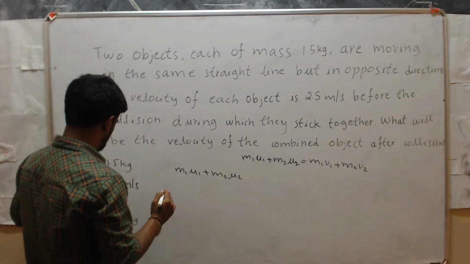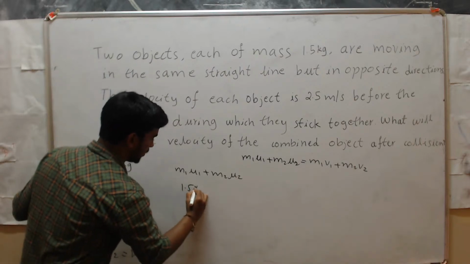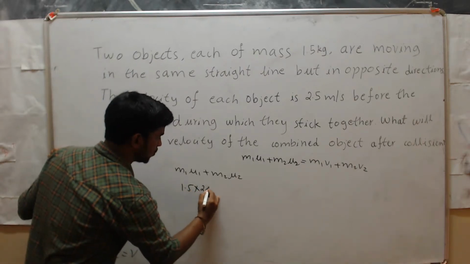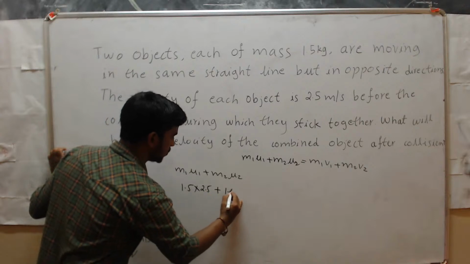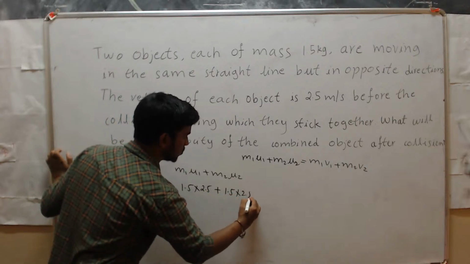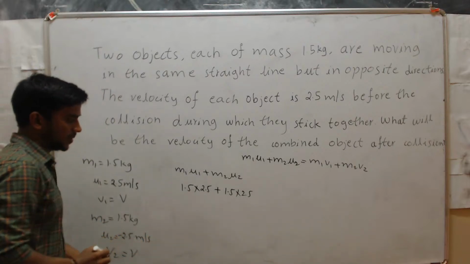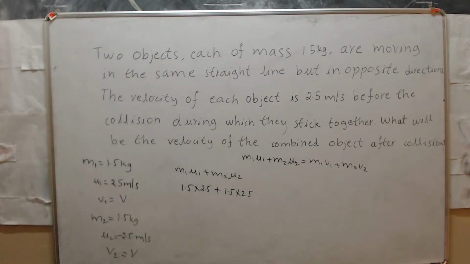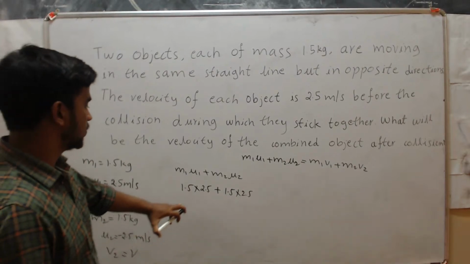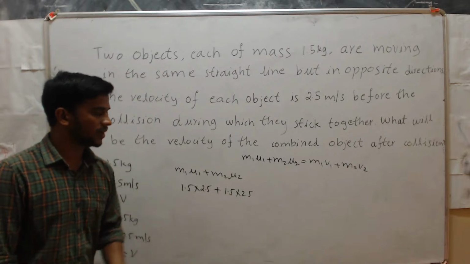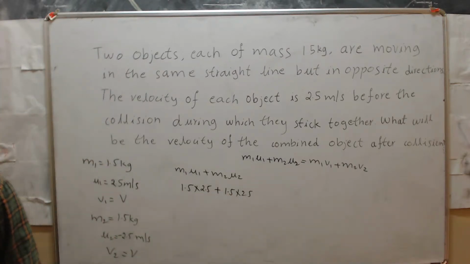So m1 is 1.5 into u1 is 2.5, plus m2 is 1.5 and this is also 2.5. Now multiply 1.5 into 2.5. Tell me the answer. So first calculate momentum: 1.5 into 2.5 plus 1.5 into 2.5. What is the answer?